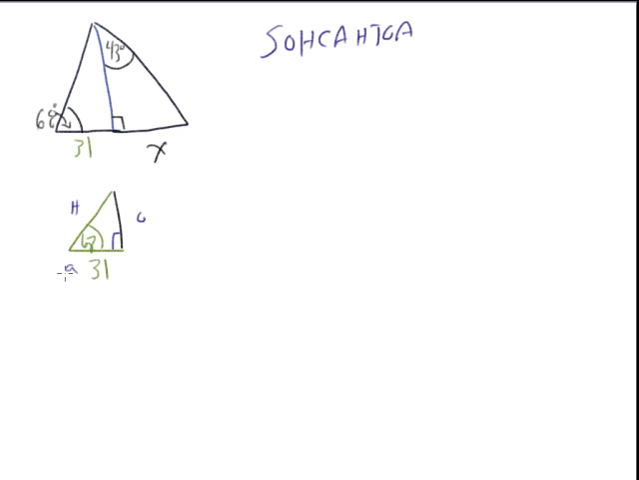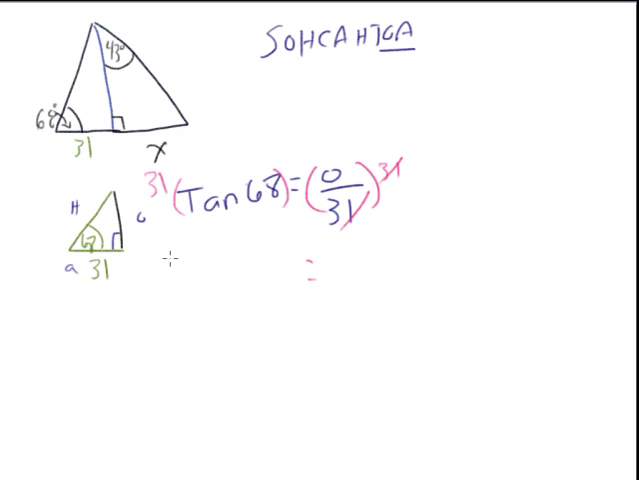So using the A that I already know and knowing that I have to find the O, I'm going to look over here. A and O is used with tan, so I'm going to use tan of 68 equals O over A, so O over 31. Okay, I'm going to isolate O by multiplying by 31. And I'm going to find out that O is going to equal 76.7. So this side here is 76.7.